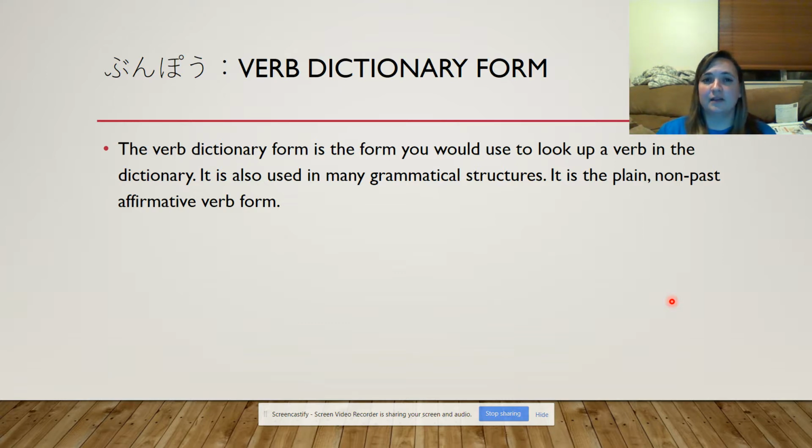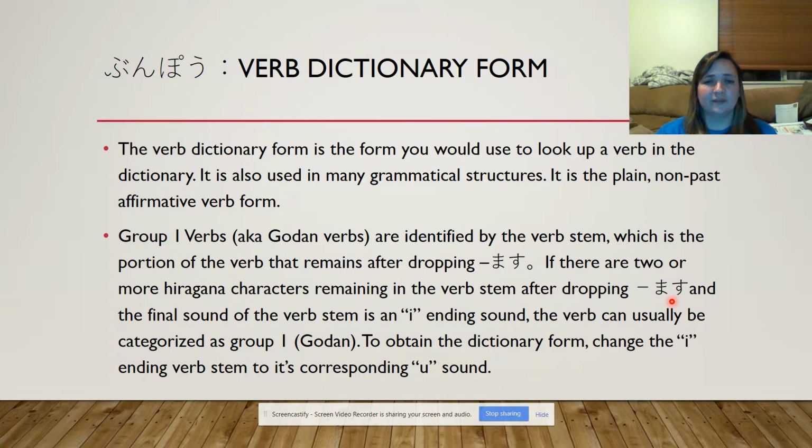That's what you're going to hear probably people speaking a lot in your anime, and you'll see in your manga, because they're probably in casual situations. And again, it's just like our present mas form, because it's non-past affirmative. In this case, of course, it's our plain form. Okay. So let's talk about the dictionary form in the different types of verbs.